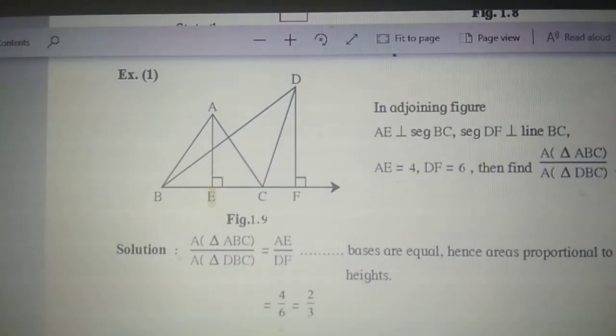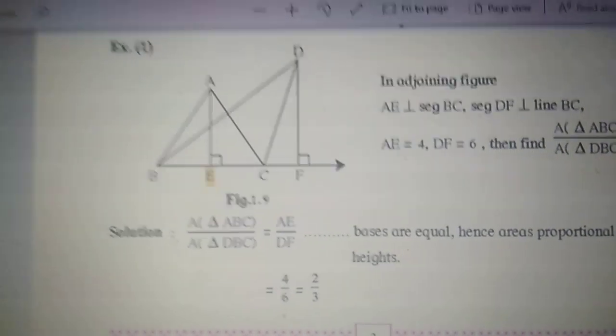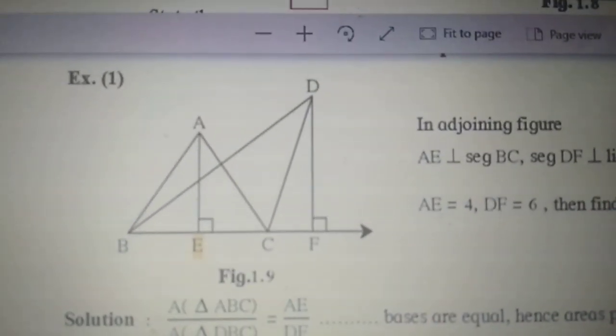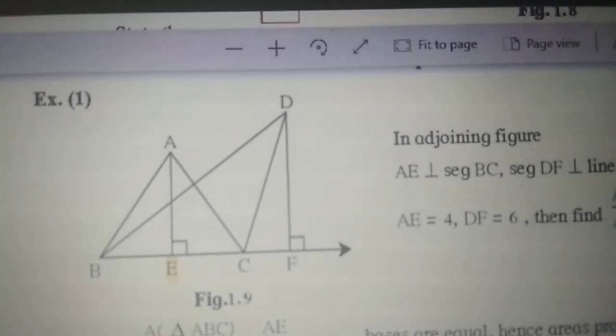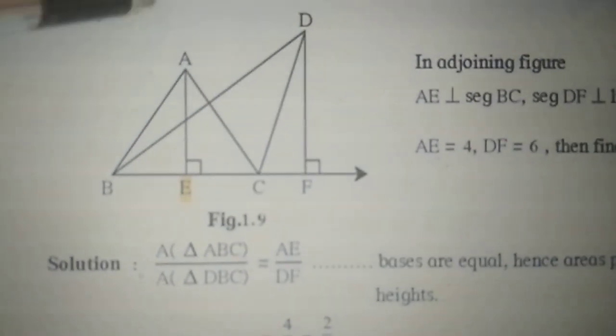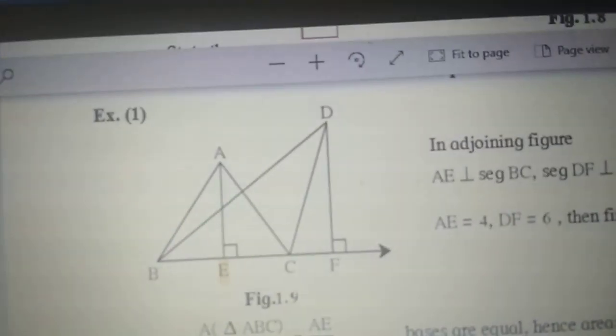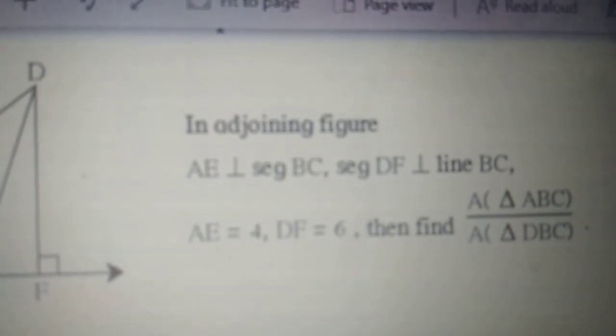So we can use here the property of common bases. Two triangles having the common base: the ratio of the areas of any two triangles having equal bases is equal to the ratio of their corresponding heights, that is AE upon DF. So write what is given. AE is perpendicular to BC, that is AE is the height, BC is the base. DF is perpendicular to BC, that is DF is the height, BC is the base.